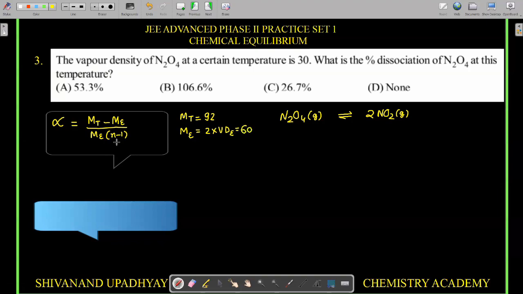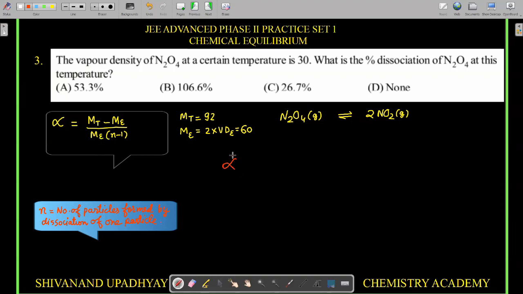Now what is n, that is important. When we are discussing n, we should know what n is. n is the number of particles formed by dissociation of one particle. Like here, when one particle of N2O4 dissociates, two particles of NO2 form, right? So on dissociation of one particle, two particles are formed. For this, the value of n is equal to 2. So now I can directly use this formula to solve.